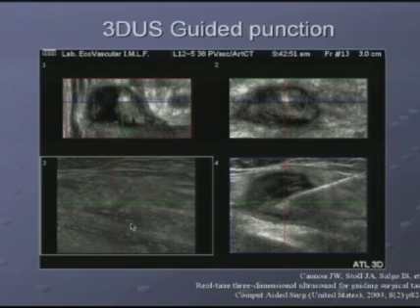Three-dimensional ultrasound can also be used to guide punctions, and in this case we are observing here again the needle. This is the needle tip, and in 3 planes we are absolutely sure that we are located inside the lesion because we have the longitudinal, the transversal, and the coronal view at the same time on the same screen. One of the advantages of the three-dimensional ultrasound.